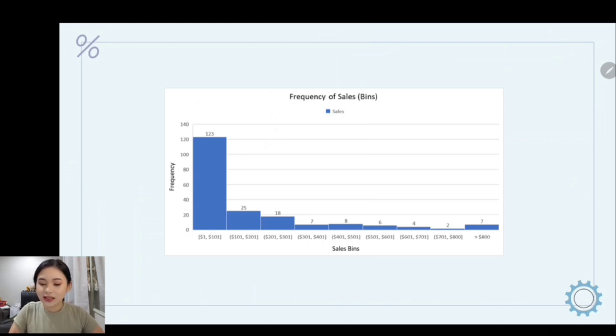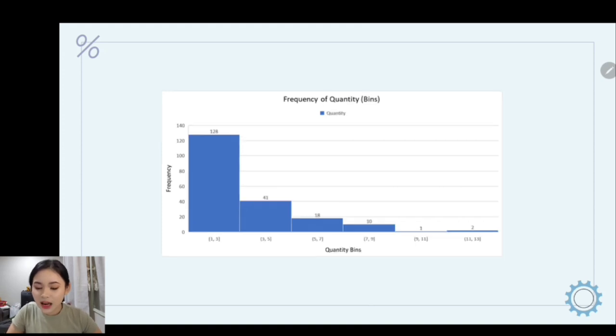In these next slides is what we call frequencies of sales. There are 123 sales around the amount of $1 to $101, 25 around $101 to $201, and 18 from $201 to $301. We have talked about the frequencies of sales, and now let's look at frequencies of quantity. In this graph, the highest frequency goes up to 128 for one quantity, and the second highest is 41, and 18 for the lowest.